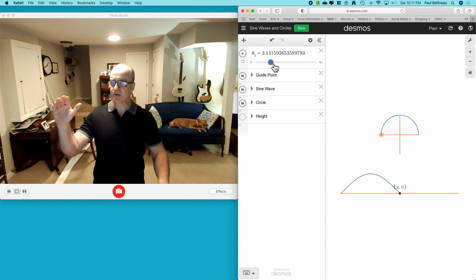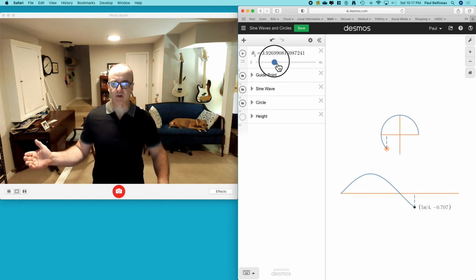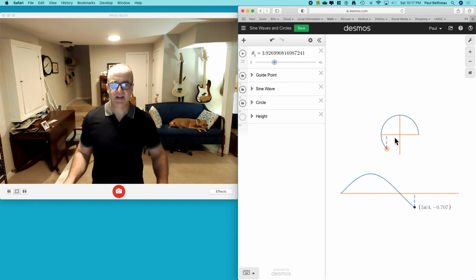Okay, so we keep going past 180 degrees. We keep going around our circles. And the sine still represents the height, except now the height is below the x-axis. It's negative height. It's depth, if you'd like.